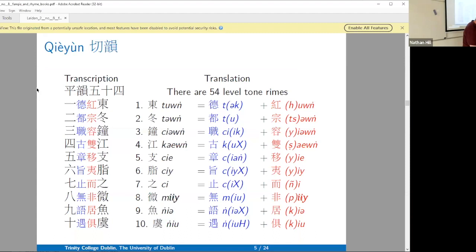Now, this is my transcription of that page. This is where it says there are 54 level tone rhymes. And then this is the kind of table of contents for the volume of the ping rhymes. And then you see it's just these fanqie for the different rhymes. So you remember this one, tone equals up plus form, yeah? Okay. So that's the opening page.